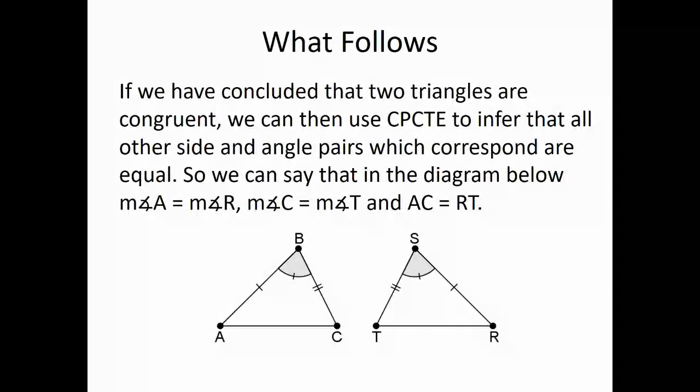Okay, now what follows? Once we have used SAS congruence to conclude that a pair of triangles are congruent, well, at that point, we can invoke CPCTE and say that all the other pairs of sides and angles that correspond are equal as well. So if you look at the 2 triangles below, ABC and RST, we can say first that they are congruent by SAS, and then it follows by CPCTE that angle A is equal to angle R, also that angle C is equal to angle T, and finally that side AC has the same length as side RT. This all follows by CPCTE once we have said the triangles are congruent.